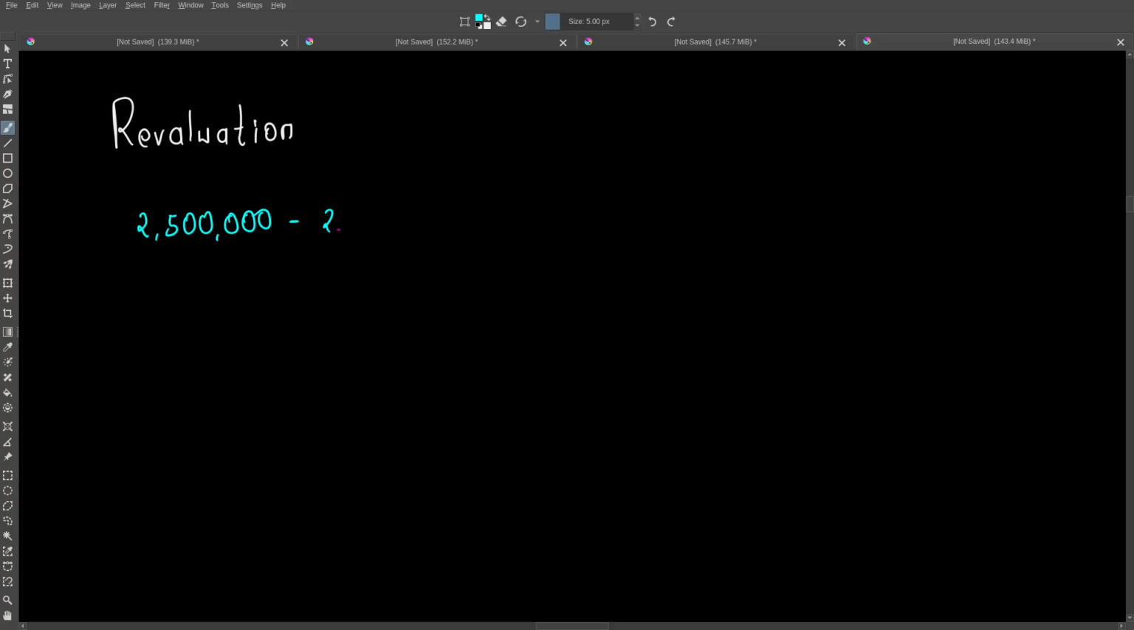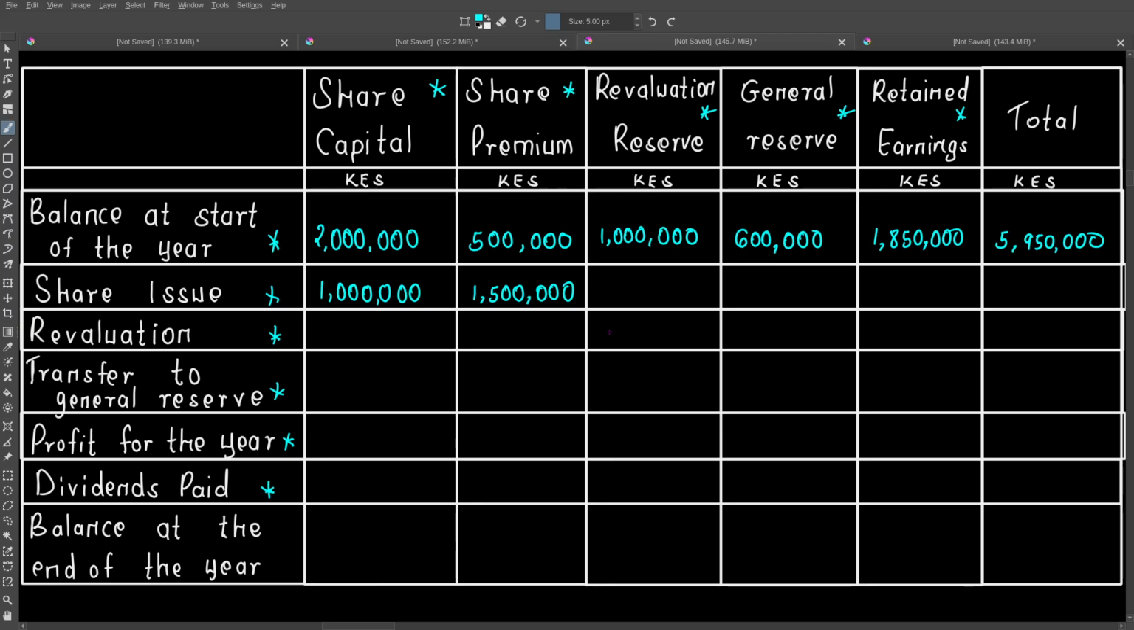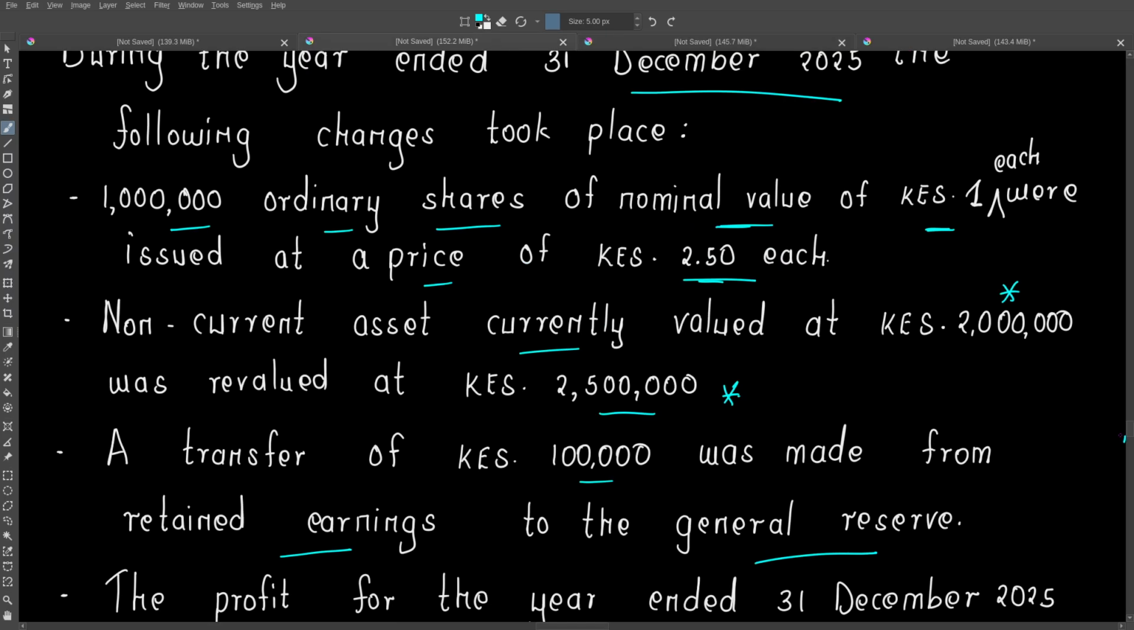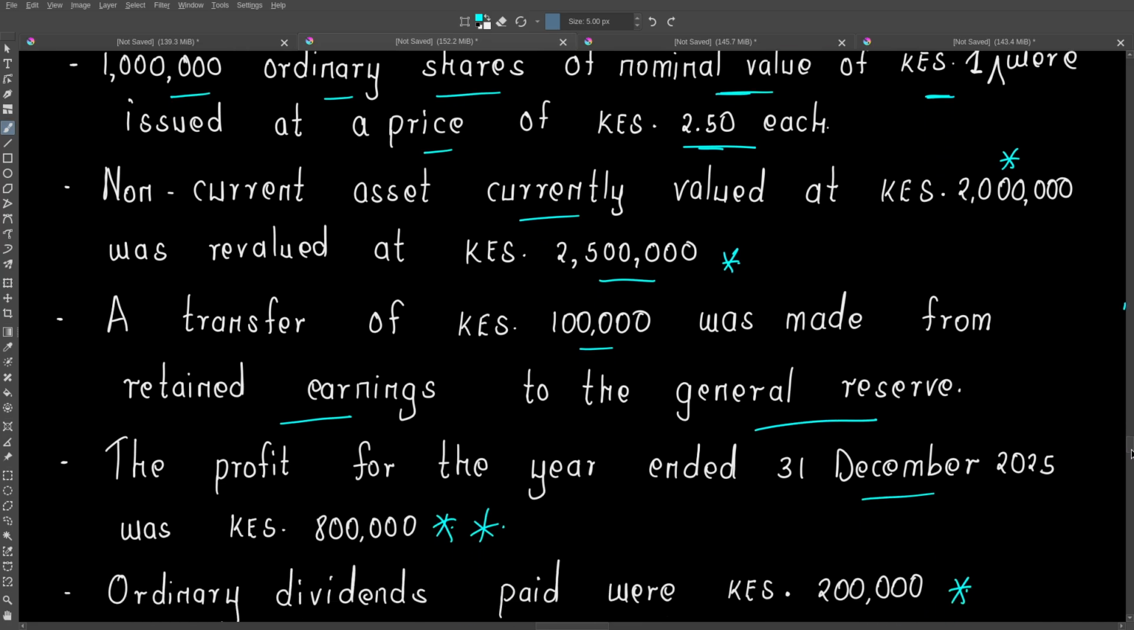So it's going to be 2.5 million, we less 2 million, which is basically going to give us 500,000. So this is our movement during the period. So we are going to indicate under the revaluation reserve an increase of 500,000.